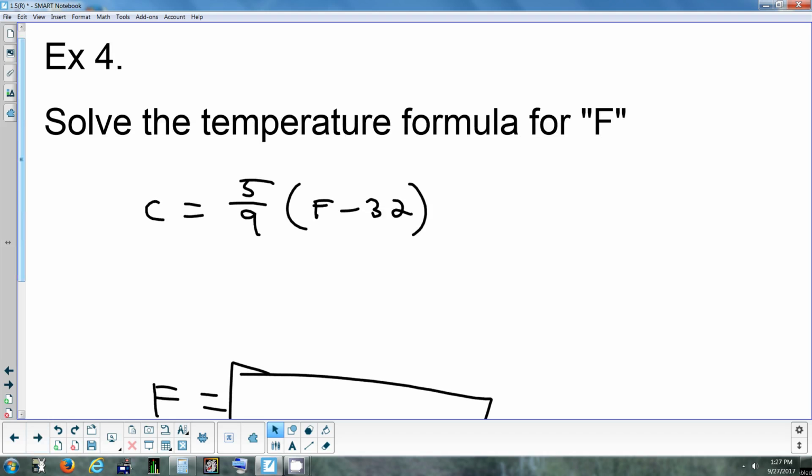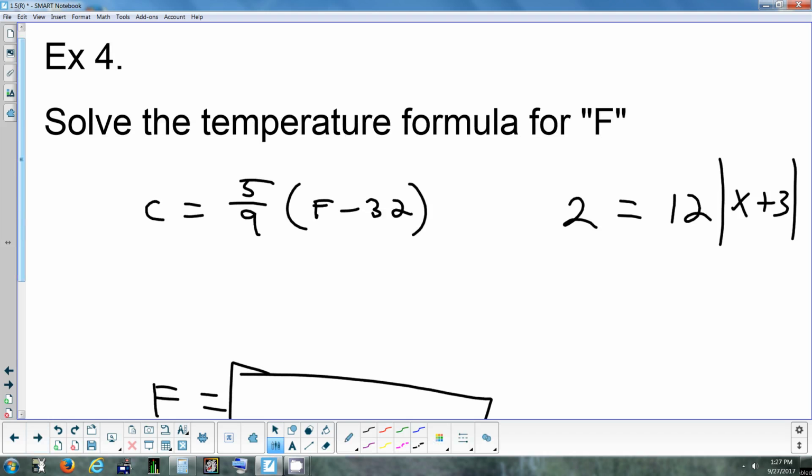Now, when we have something in parentheses, for this kind of problem, I want you to think of it like we did yesterday with absolute value. What if you had something like 2 equals 12 times an absolute value? What was the first step we had to do here? You would divide 12 on both sides. You had to get rid of the number that was in front.